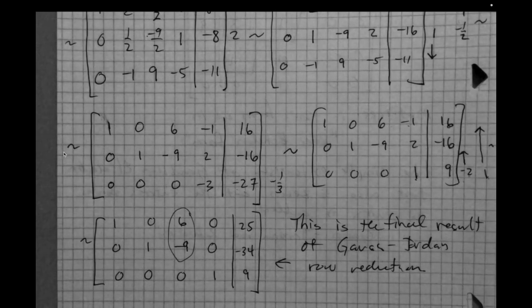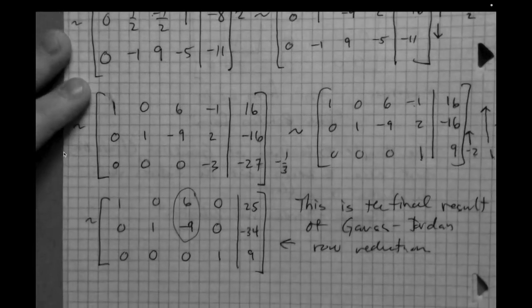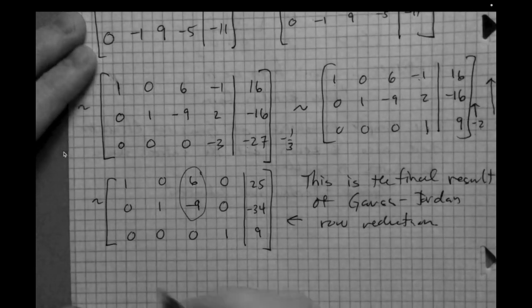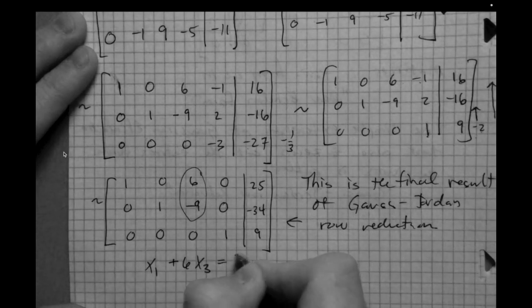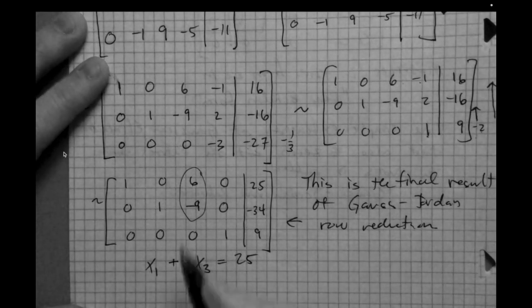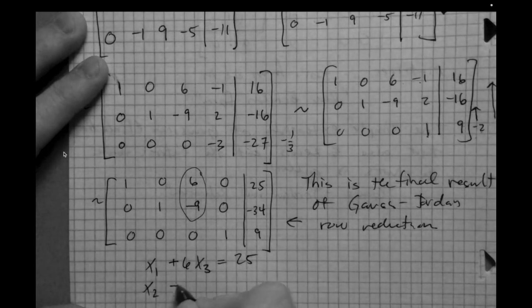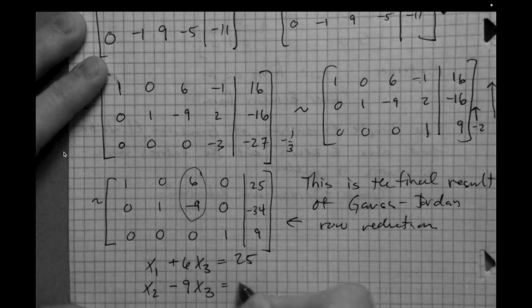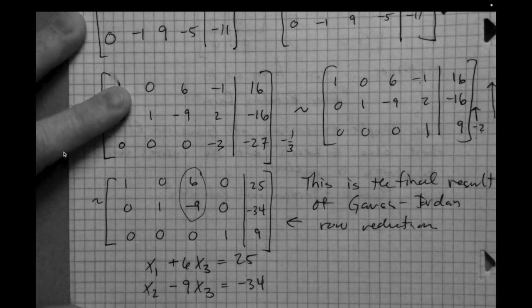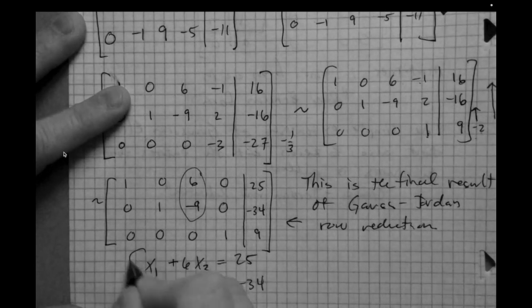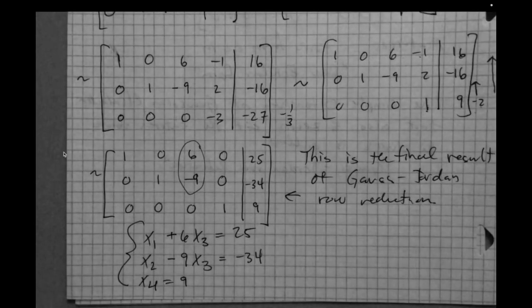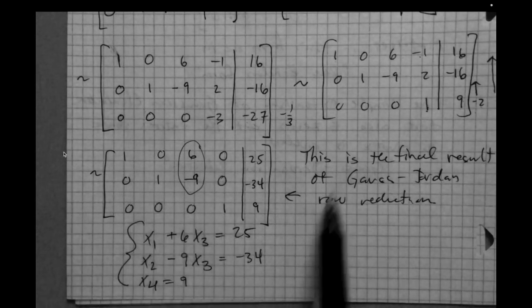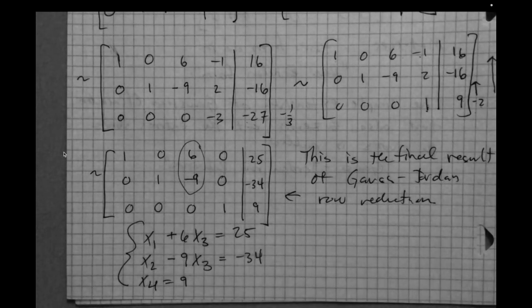Okay, let's convert this back into the system notation and see what it leaves us with. So we'd have x1 plus 6x3 equals 25. That's the first equation. And then we would have x2 minus 9x3 equals negative 34. And then we would have x4 equals 9. And so this would be our system, right? If we were to take this augmented matrix, row reduced using Gauss-Jordan, and convert it back into the system notation, this is what it looks like.